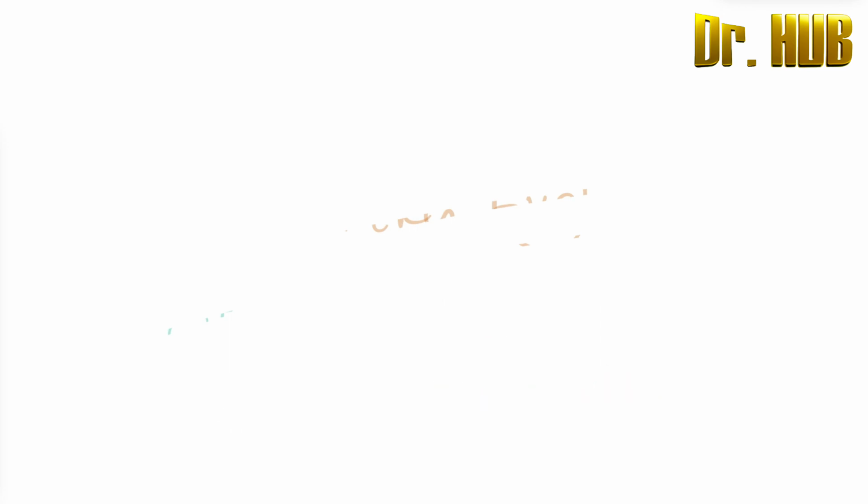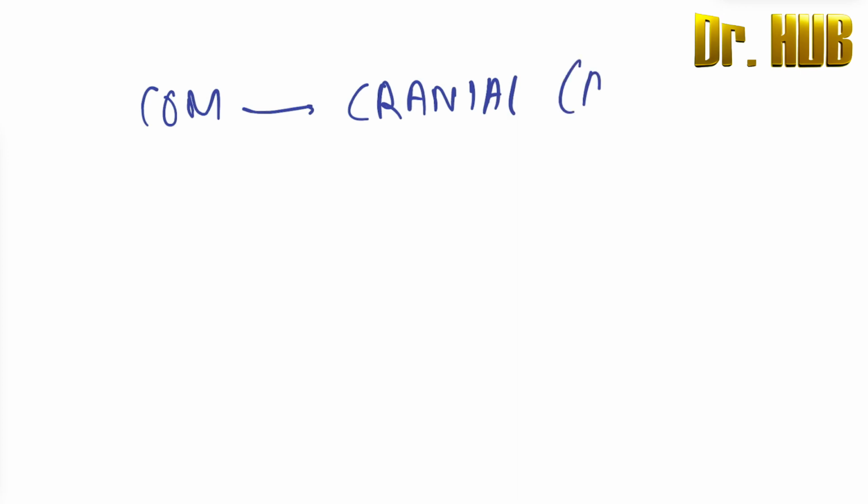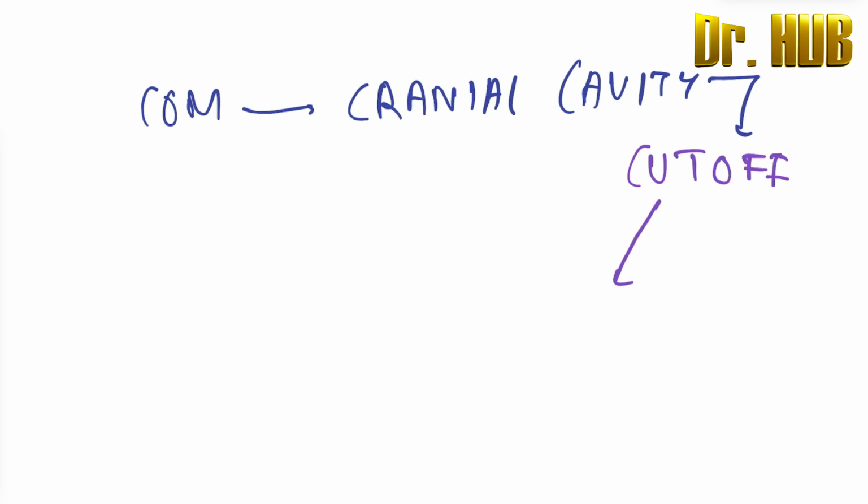Now the communication. How does it communicate? When you look at the communication with the cranial cavity, it is cut off. So the communication to the cranial cavity is cut off, and there is no CSF leak.